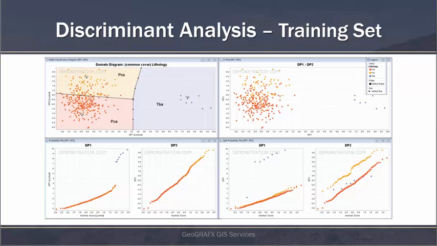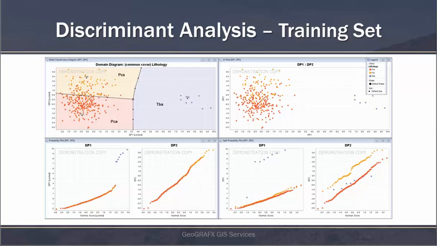The upper left displays the same graph with a classification colored in background. So any new samples that fall within the blue area would be classified as tertiary volcanics. The lower left probability plot for all data is colored by lithology. In this case, DP1, you can see the TBA samples shown differently than the Precambrian units.